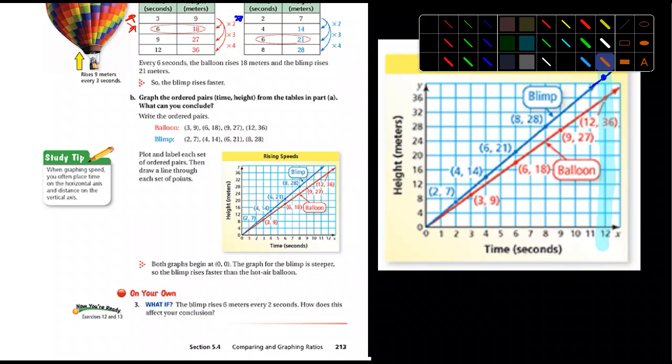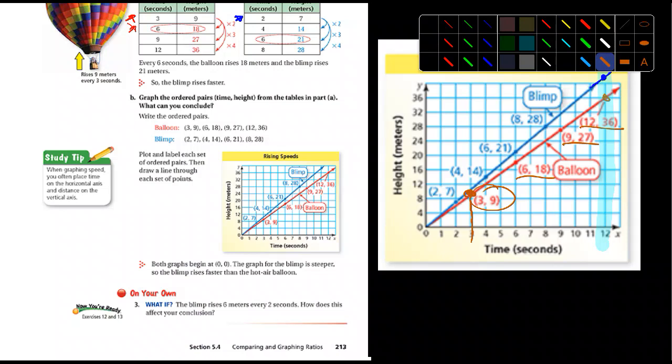The example they gave here in the book on page 213, they wanted to know which would rise faster, a blimp or a balloon. And then they gave you coordinate points that you graphed. And so the first one is 3, 9, so you'd always start with the x. So 3, and then you'd go up to where 9 would be, right about there. And then 6, 18, and 9, 27, and so forth.